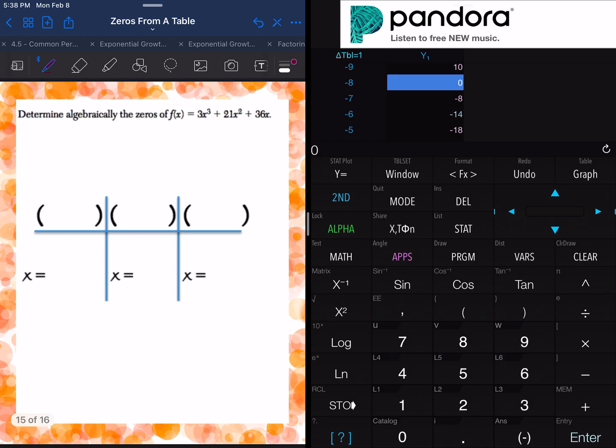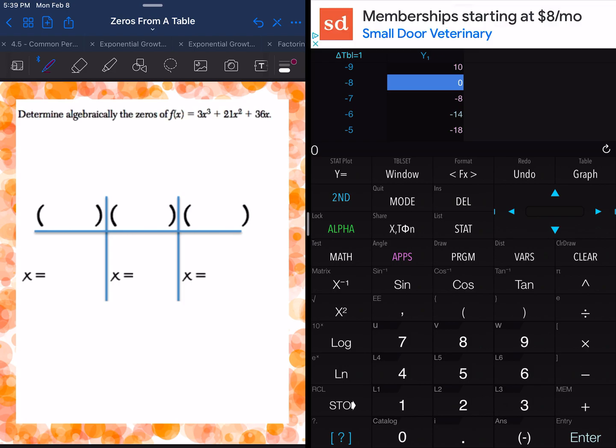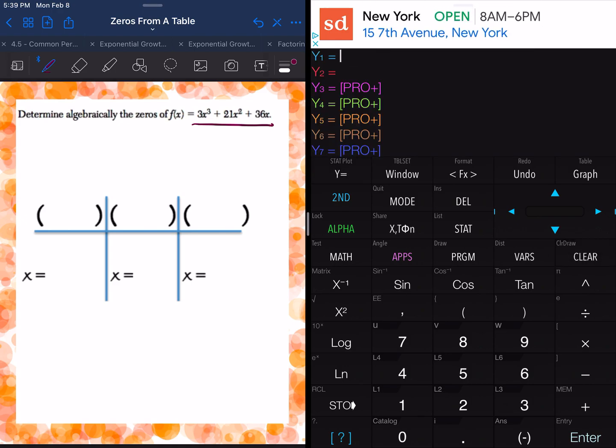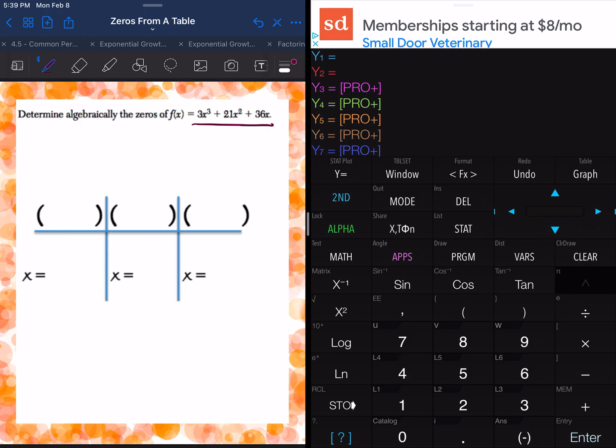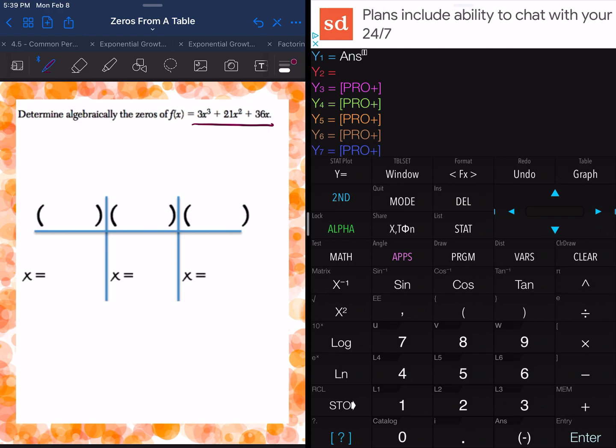Let's do one more. I see an exponent of 3, so I'm going to get 3 zeros. I'll let you take the challenge here. Please type this into y equals, keeping in mind to get an exponent of 3, you're going to want to use the button underneath clear after you push x. So try this on your own and then we'll go over it.